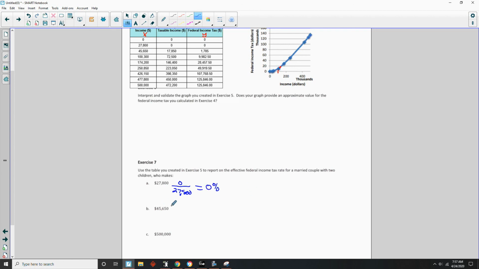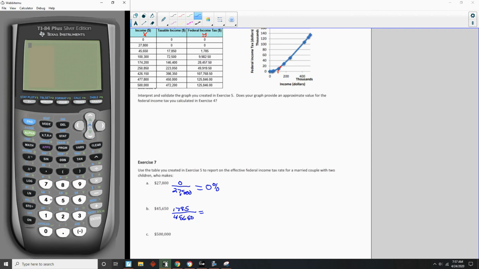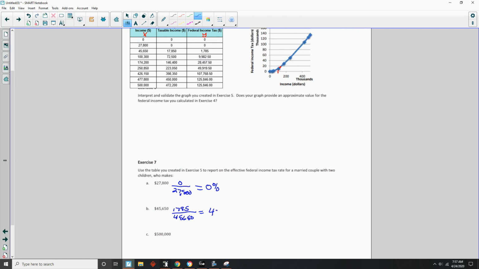Part B is 45,650, which is right here. So I take 1,785 and divide it by 45,650. And if I do that in my calculator, it's 1785 divided by 45,650. And that equals 0.039, or that's approximately 4% when I round. So I'll just say 4%. And it's an approximation, so how about I do this squiggly equals, right?